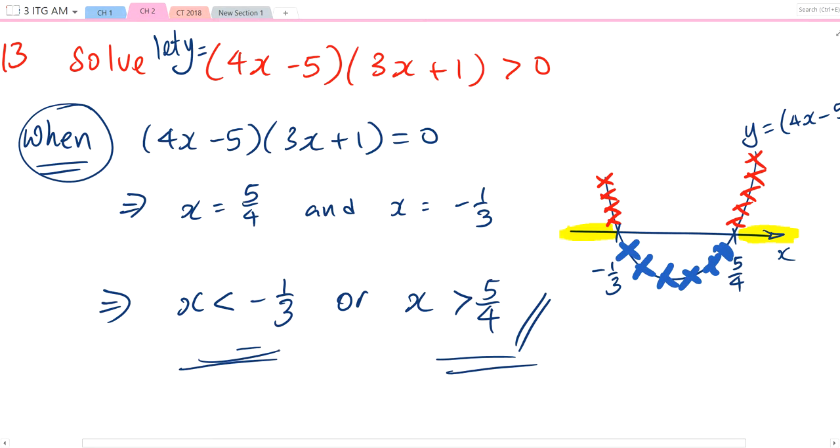Can I have you in pairs? Somebody choose a value of x that is less than -1/3, somebody choose a value of x that is greater than 5/4, substitute it back into the expression. You tell me whether the value is greater than or less than 0.